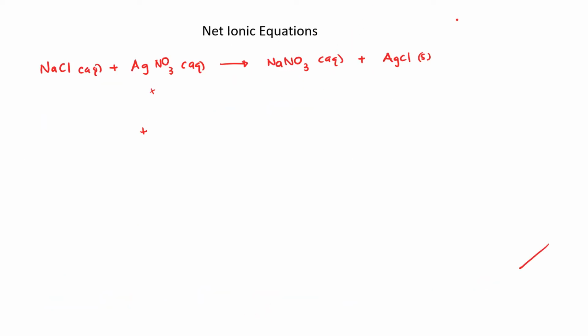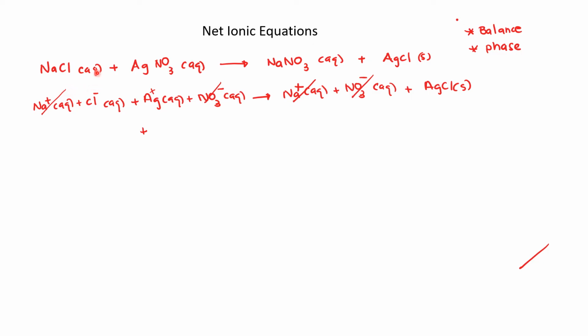Let's use all that knowledge in writing net ionic equations. Let's take this example: sodium chloride plus silver nitrate produce sodium nitrate plus silver chloride. You are going to balance the equation first, and then you are going to assign the phases. To assign phases, you are going to use the solubility trends.